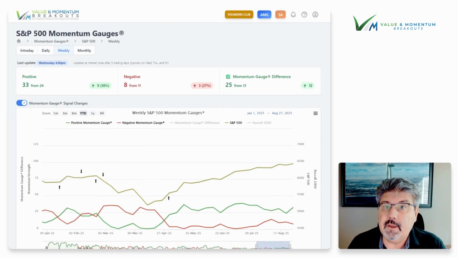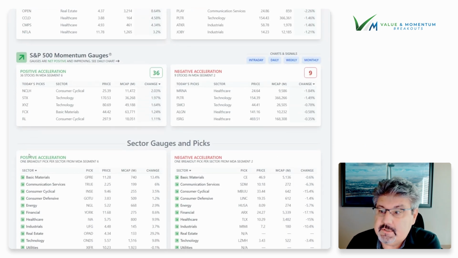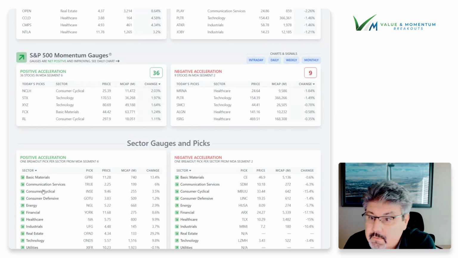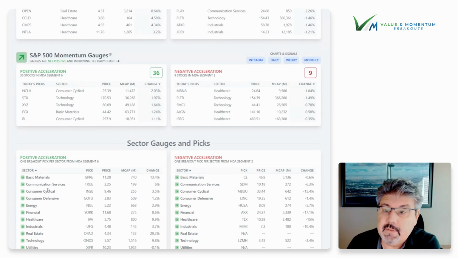And again, we go back to the main screen. There's 11 sectors. So now we're down into this section here. We have the basic materials, communications, consumer cyclical, and these are all different sizes. The ones I call mega cap sectors are technology, communications, and consumer cyclical. And those 3 sectors there are by far the biggest in the whole market. And those are really important ones to focus on.